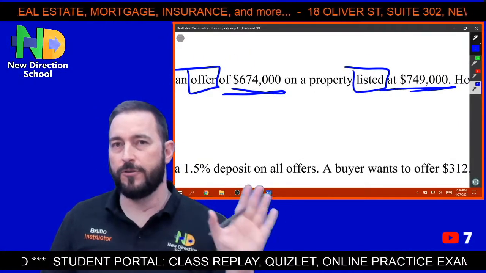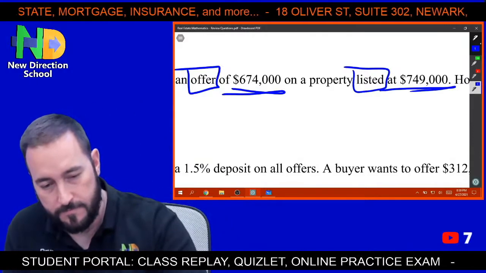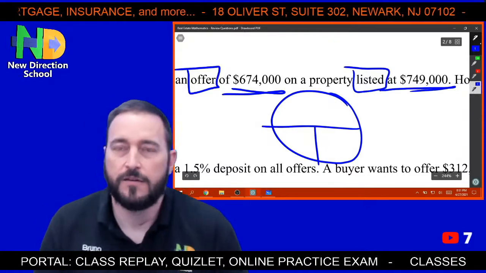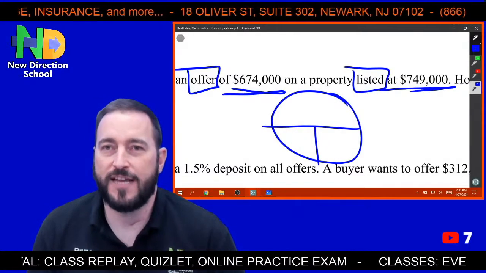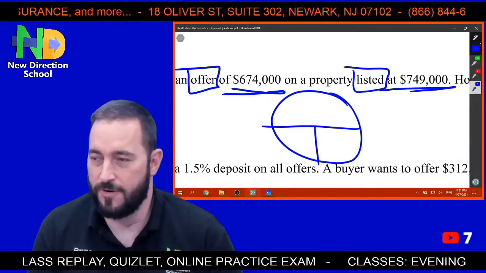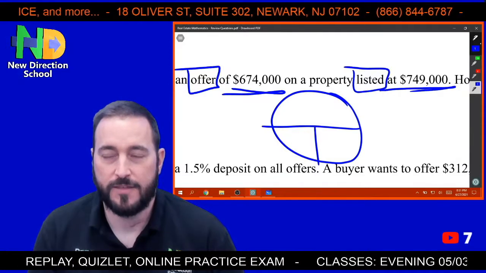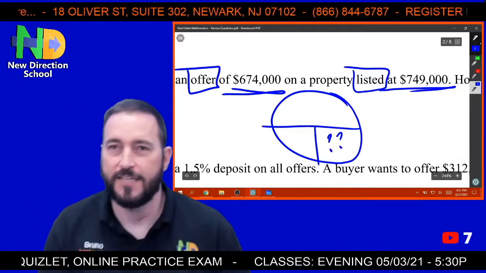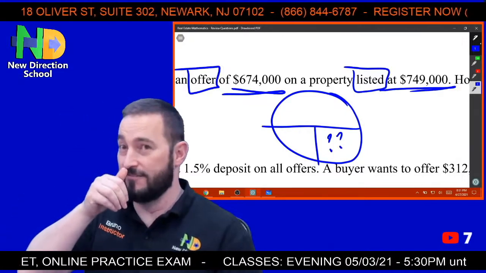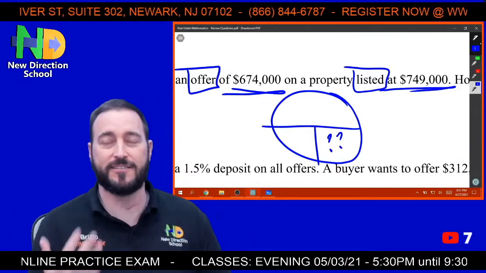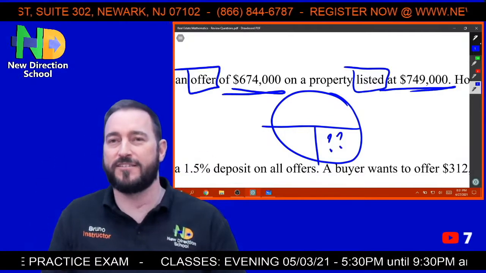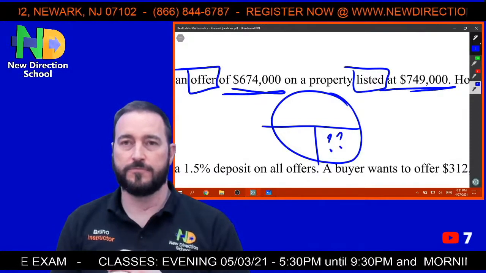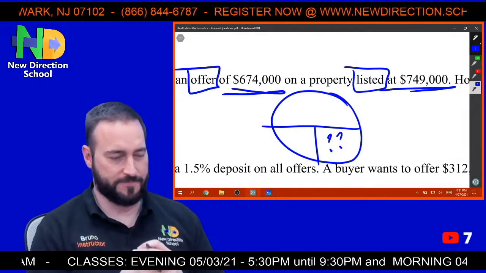So these are the two numbers we're working with. All right, I'm going to do the steering wheel right here. We want to know what is the percentage. So where do the question marks go? R, correct. Boom. Now we got 2 blanks to fill. That's how easy this is, guys. The steering wheel, it's this easy. 2 blanks to fill. Where does the 674 go? And where does the 749 go?